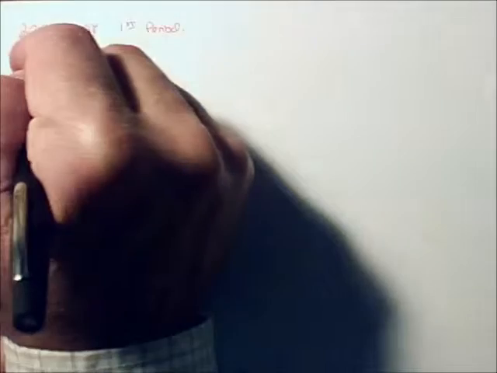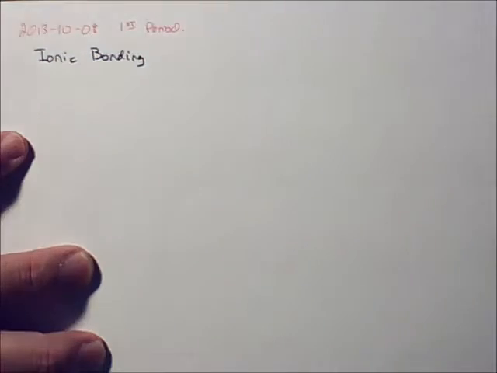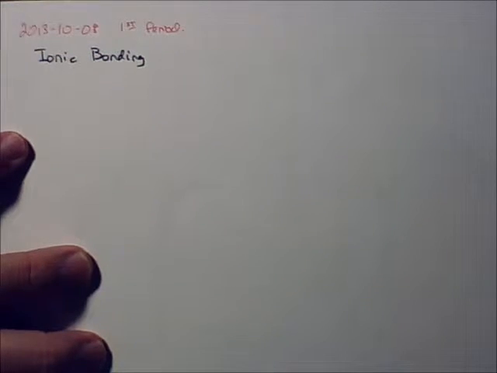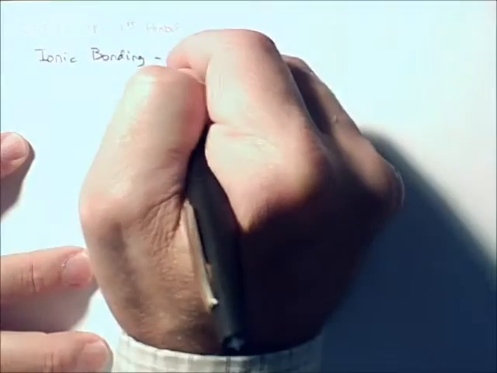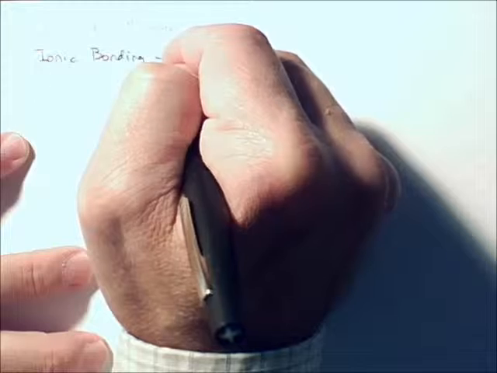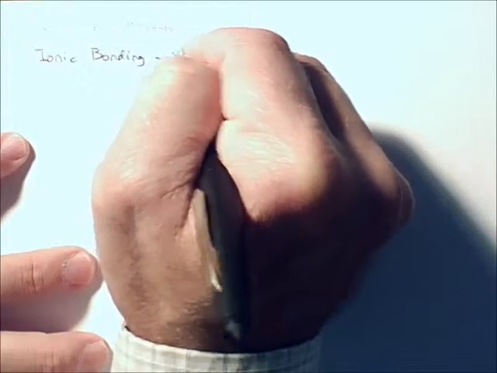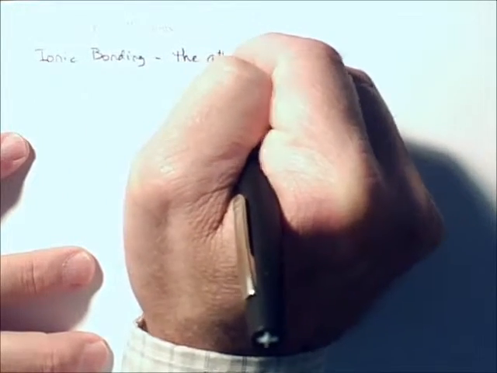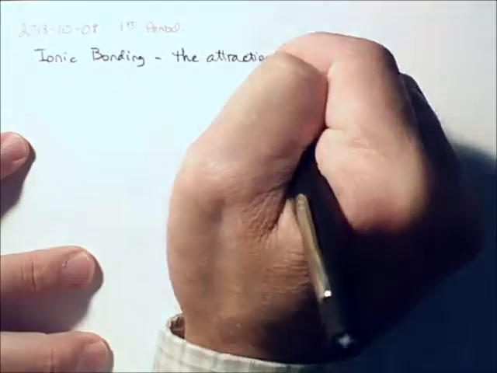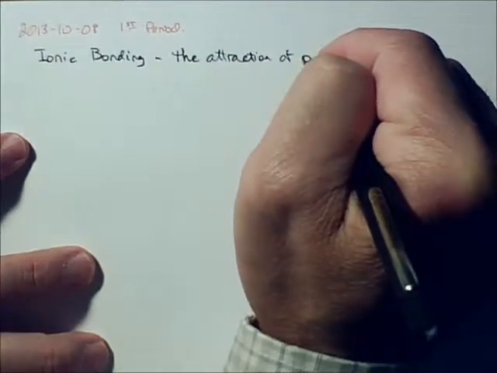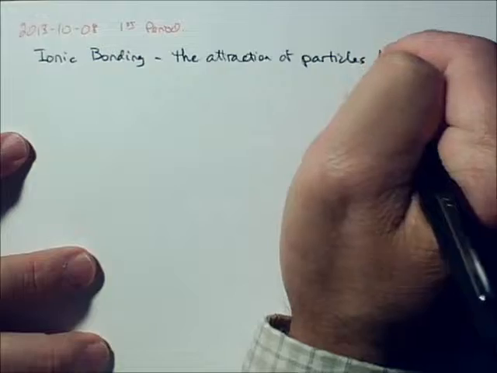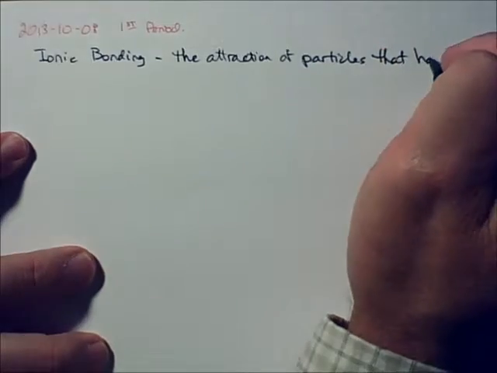All right, so we're going to talk about ionic bonding now. So far we've spent a lot of time talking about covalent bonding, which is all about sharing electrons. And now we're going to talk about ionic bonding, which is due to the attraction of particles that have opposite charges.